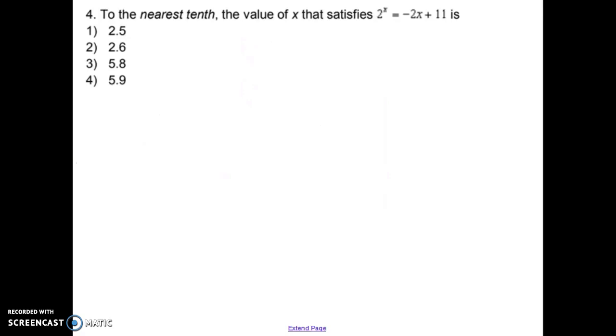For this last one, same idea. Technically, because they have the choices, you could try substituting these values in to see which choice makes this closest to being equal. You could also, again, use your graphing calculator to see where they intersect, and you're just looking for the x value.